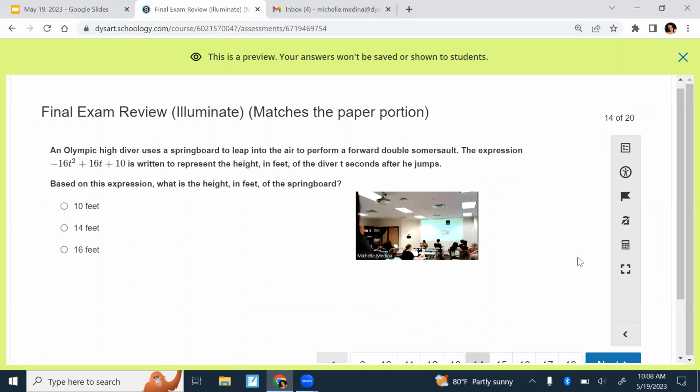So when you are jumping off a diving board, what motion are you going in? Okay, show me with your fingers or something. Up and down. Okay, so that's what type of function? Okay, and that fits because in this semester, all we focused on were quadratic and exponential. So something in this motion, and we're trying to figure out what's the height in feet of the springboard.